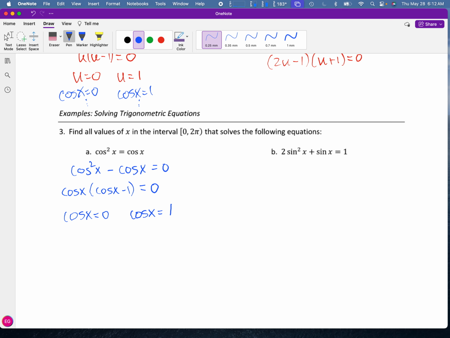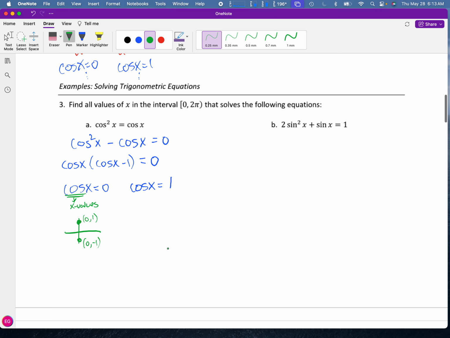And then I need to think about what's happening here. So I know that cosine is the x values. And so if it equals 0 or 1, those aren't coming from triangles. Those are going to come from quadrantal angles. And so the x value at 0 degrees or 0 radians is going to be 1, so that can't be right. But when I'm up here, the x value, (0, 1), is 0, and when I'm way down here, which is (0, negative 1), that's also going to be 0.